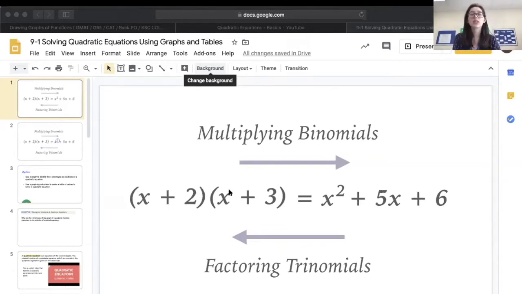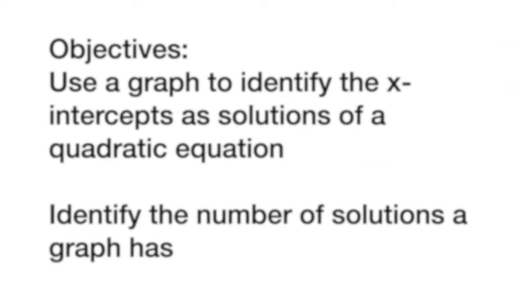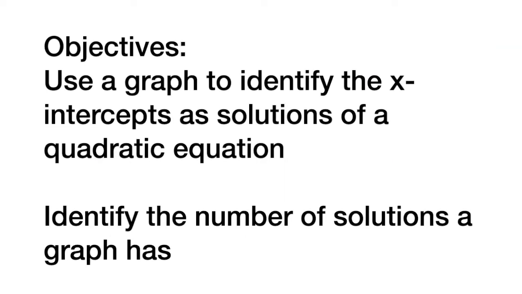Looking at this, if you recall, the reason why we would call this trinomial quadratic is because the highest degree we have for any of the variables is 2. Our objectives for this video are to use a graph to identify the x-intercepts as solutions of a quadratic equation and to identify the number of solutions a graph has.